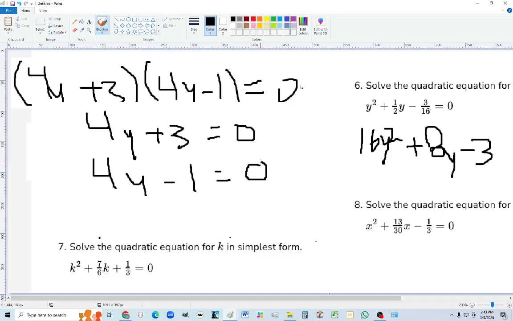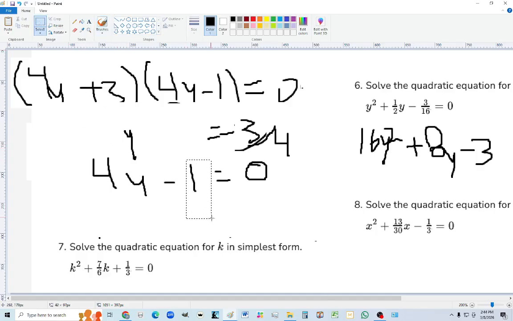4y plus 3 is equal to 0. Subtract 3 from both sides. It goes essentially to the other side, but as a negative number. And divide by 4. Minus 3 over 4 is our first answer.